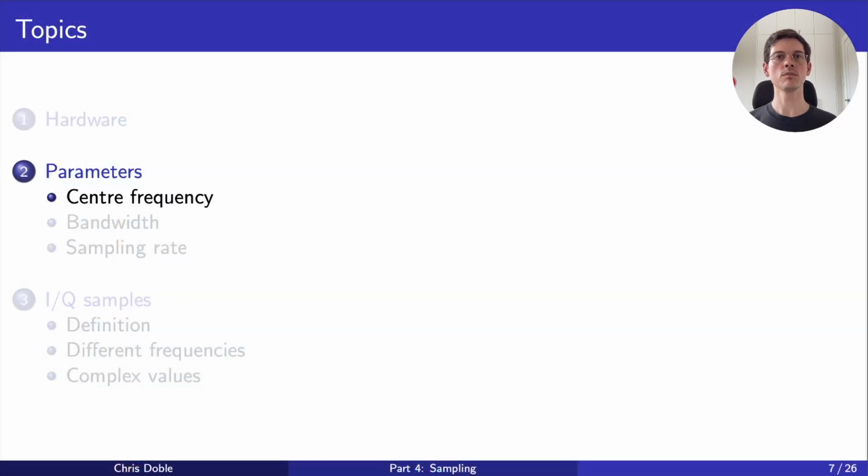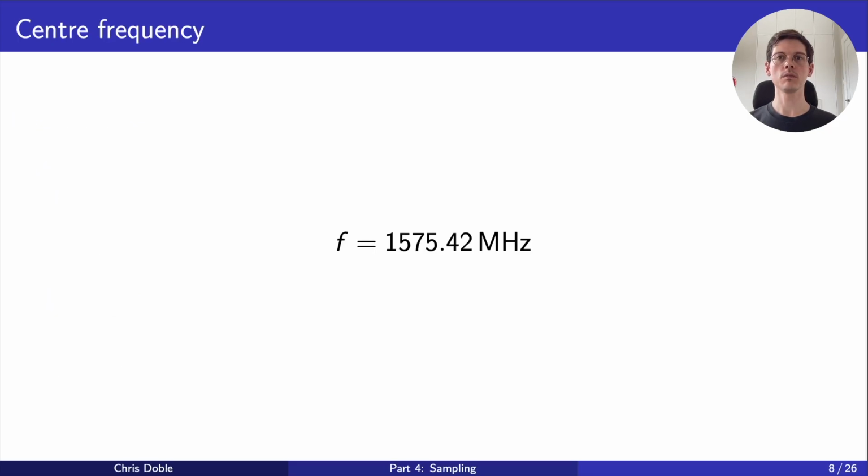In the previous video, we decided to use the CA signal, which is broadcast on the L1 frequency at 1575.42 MHz. So that's the center frequency we'll use.